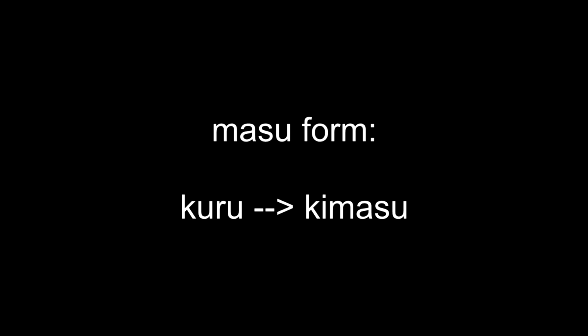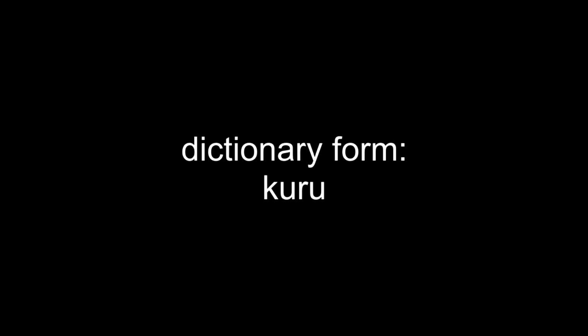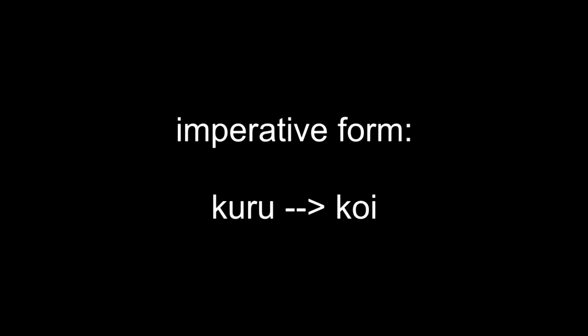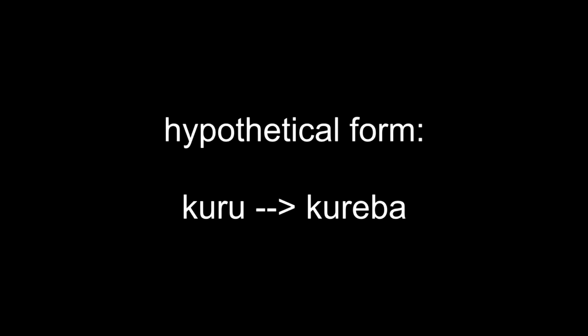To conjugate kuru into its mas form, it becomes kimas. And as we see, its dictionary form is just kuru. To conjugate kuru into its imperative form, it becomes koi. To conjugate kuru into its hypothetical form, it becomes kureba.